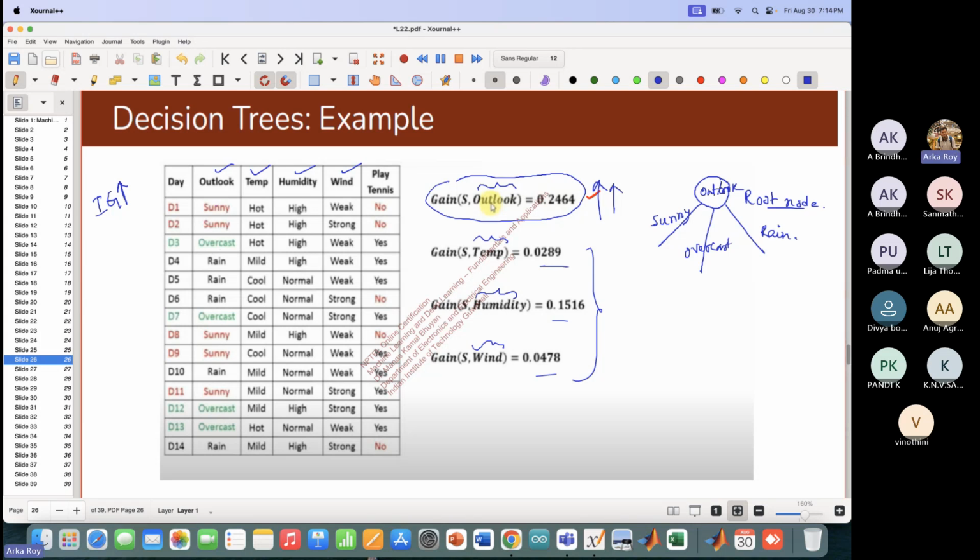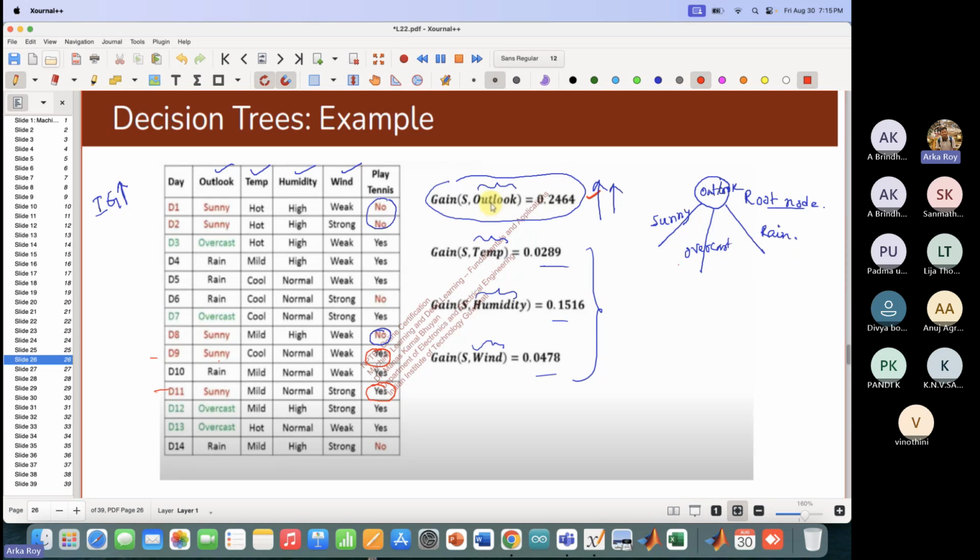Now see, if you choose your Outlook to be sunny, what classification results can you see? You can see two are do not play tennis. Then you have another representation which tells you do not play tennis. But in D9, you can see that the attribute says even though it is sunny, play tennis. Again, in case of D11, even though it is sunny, you play tennis.